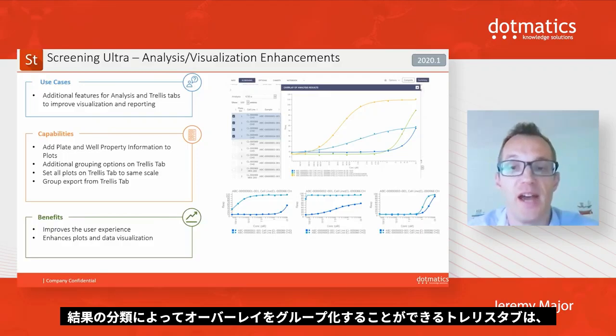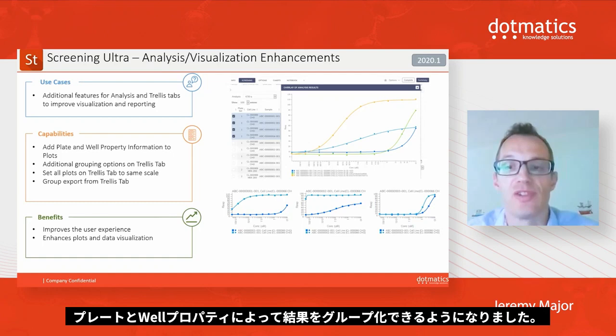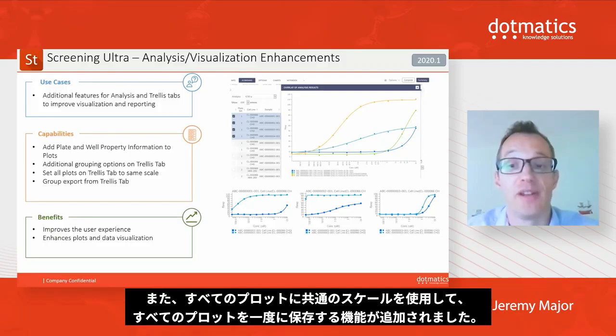On the Trellis tab, where you could previously group overlays by results classification, results can now be grouped by these plate and well properties. The Trellis tab now features the ability to use a common scale for all plots and save all plots at once.